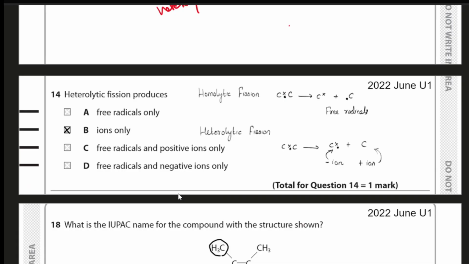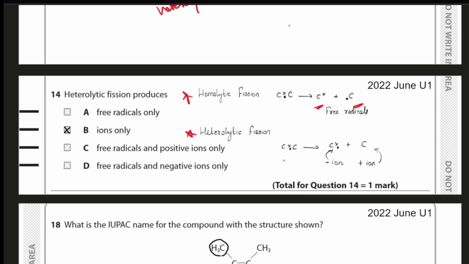Moving on, heterolytic fission produces what? Now, if you check it out right here, there are two types of fission we know that take place: one is obviously the homolytic fission, and another one is the heterolytic fission. Now, in homolytic fission, what happens is pretty simple: two free radicals are produced.